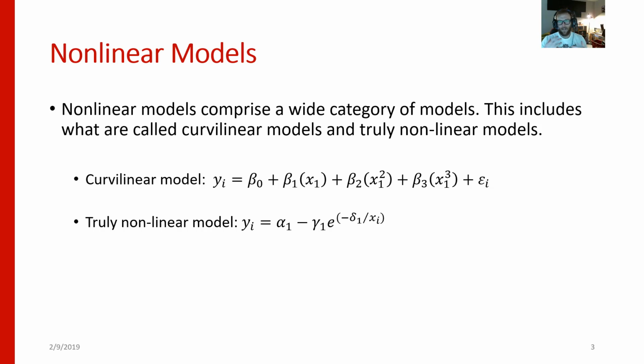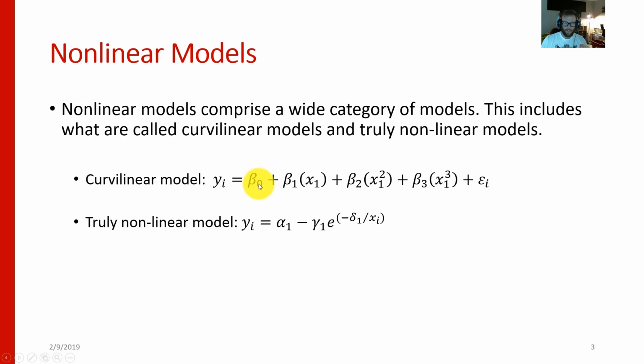So when we're talking about nonlinear models, this actually comprises a very wide category of models. And this includes what I would say are more correctly called curvilinear models and truly nonlinear models. So what do I mean by that? Well, a curvilinear model produces a curve, but the difference between a curvilinear model and a nonlinear model is that a curvilinear model is linear in its parameters, but it might have some nonlinear variables, right? So it's linear in its parameters.